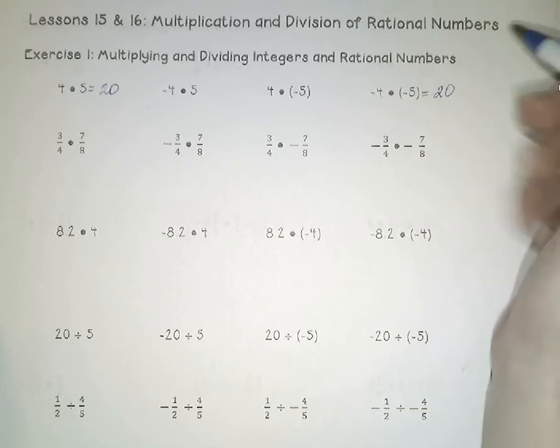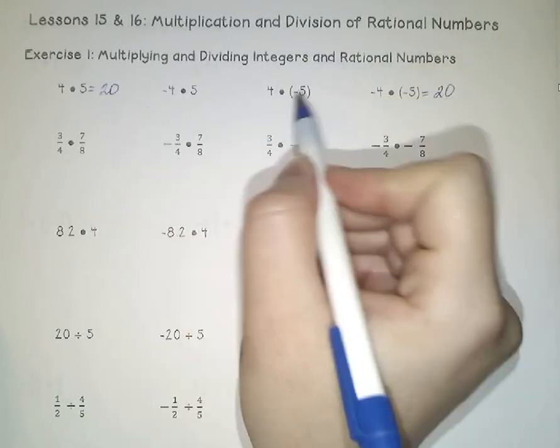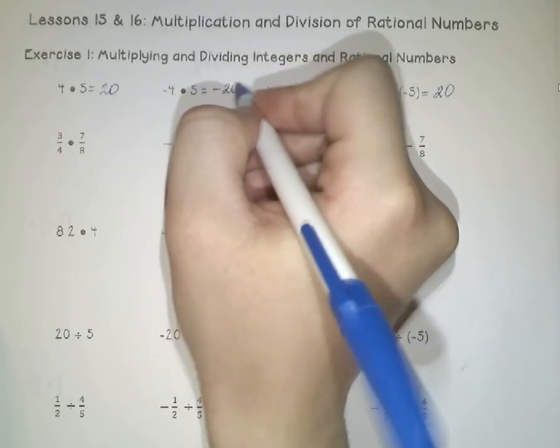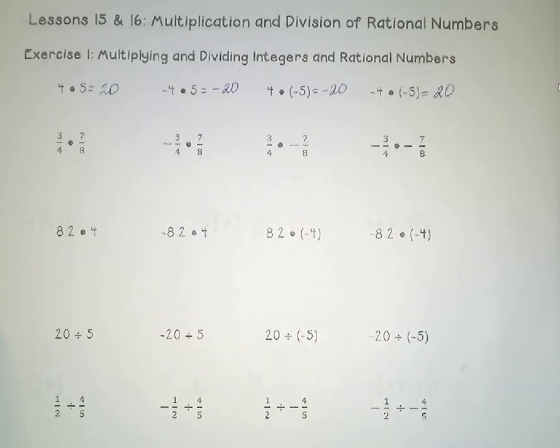Remember that? Okay. And when we multiply numbers with different signs, this one's negative and positive, this one's positive and negative, our answer is going to be negative. So negative 20 here and negative 20 here. So far, so good. I'm hoping that you'll remember now how to work with signed numbers when working with multiplication and division. Remember, division follows the same rules as multiplication. So same signs, positive answer, different signs, negative answer. Okay, now let's look at fractions.